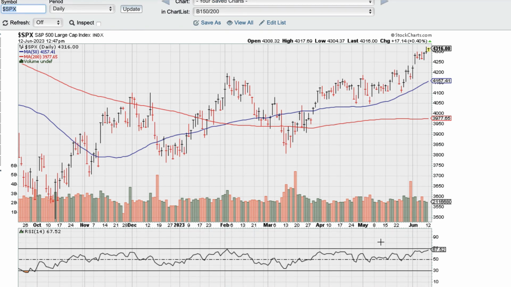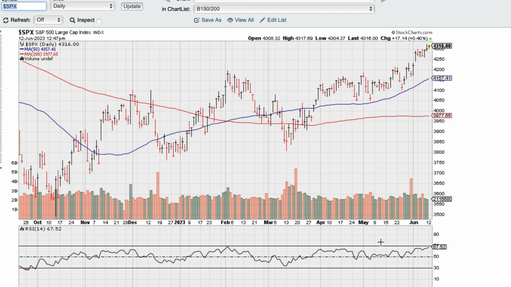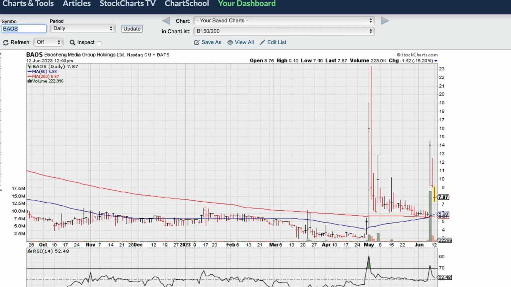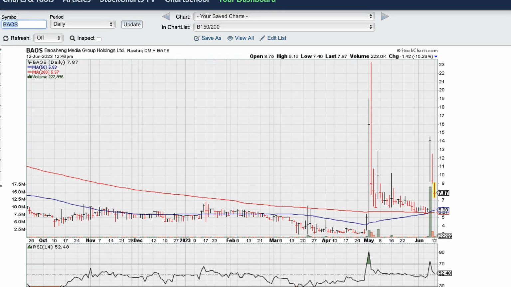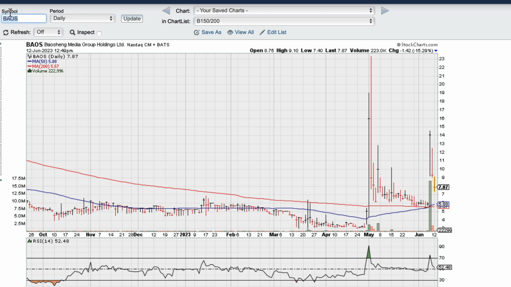push button millionaire system. If I look at a chart now of an individual stock as opposed to the big picture stock market, let's look at an individual stock. Let's home in on something there. So here's a great example. The ticker symbol here is BAOS. And you can see here, there's some of the things I mentioned in the push button millionaire. We got that big volume spike here that takes it above the 200-day moving average, right?